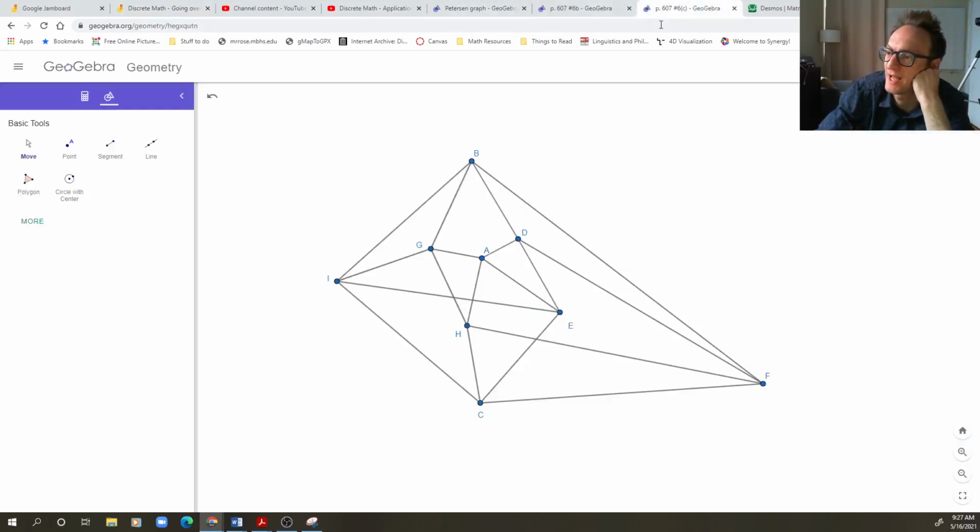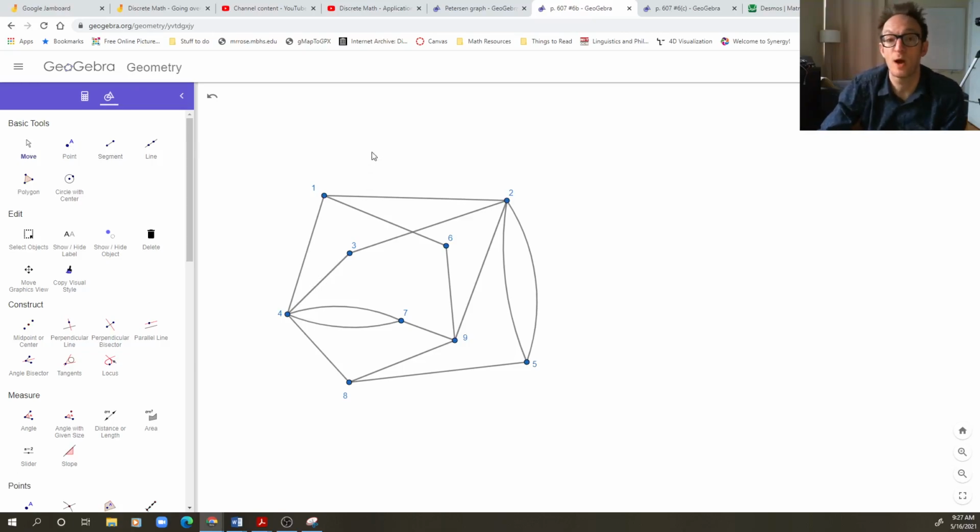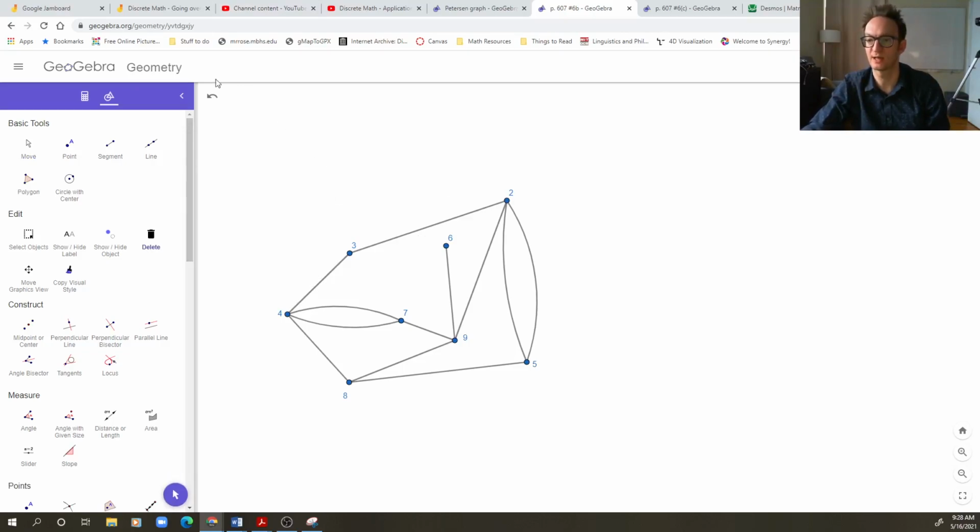Well, believe it or not, I have made this goofy graph, and here it is. What is the connectivity of this graph? How many vertices do I have to remove for this graph to become disconnected? I guess the answer is 2. The removal of no one vertex will disconnect this graph. Watch. Boom, still connected.